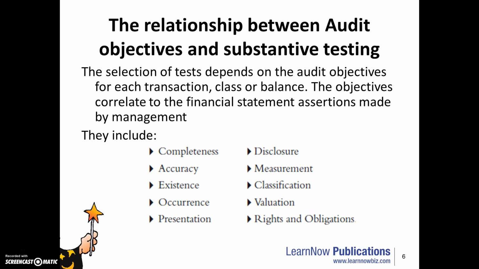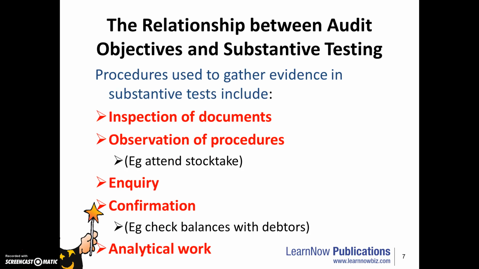How do the objectives and substantive testing have a relationship? The selection of the test will depend on the audit objectives for each transaction class or balance. These correlate to the financial statement assertions made by management, as we did mention in an earlier session. They include completeness, accuracy, existence, occurrence, presentation and disclosure, measurement, classification, valuation, and rights and obligations.